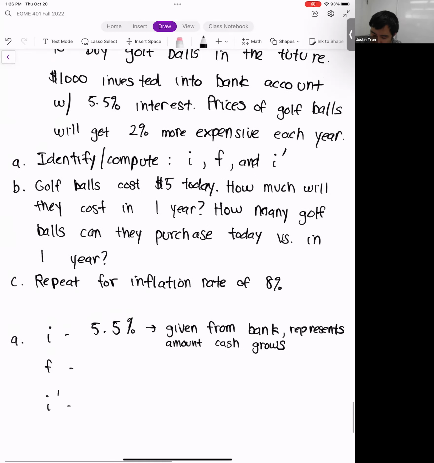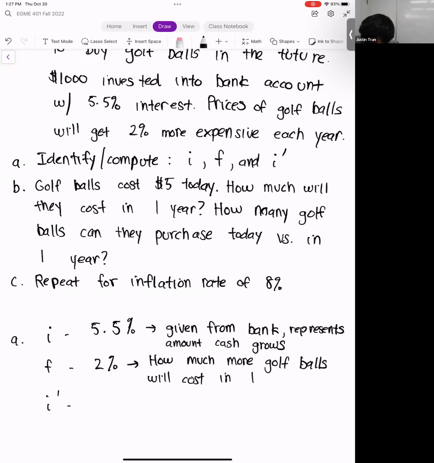All right, so the inflation rate, this is pretty straightforward. Remember, the inflation rate tracks how much more expensive things are going to be in the future. This problem gives it to us in the last line, which says that golf balls are going to increase in price by 2%. So the inflation rate here is 2%. And this is because this is how much more golf balls will cost in 1 year.